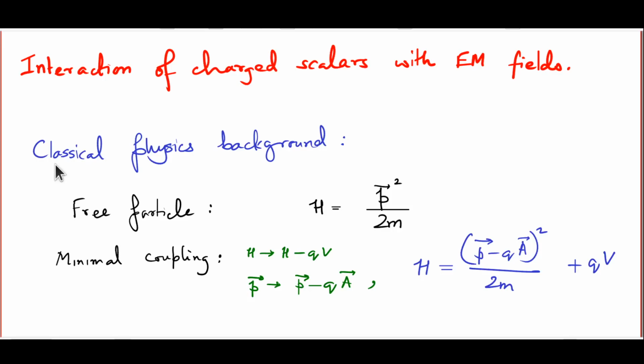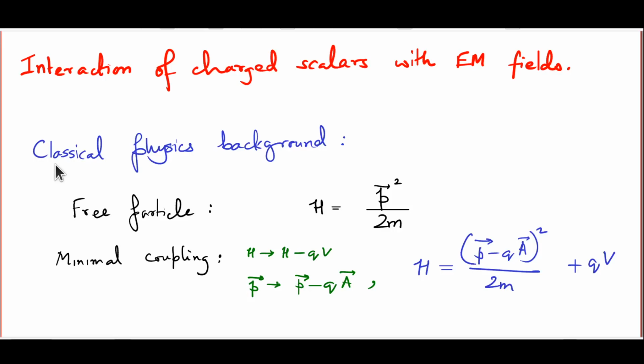So the new Hamiltonian for a charged particle becomes (p minus qA) whole squared by 2m, and the minus qV can be shifted to the other side to say H is (p minus qA) whole squared by 2m plus qV. So this is the form of the Hamiltonian for a charged particle in an electromagnetic field. And if you have not seen this before, I urge you to write down the canonical equations of motion from this, and from that show that you actually do get the Lorentz force law.